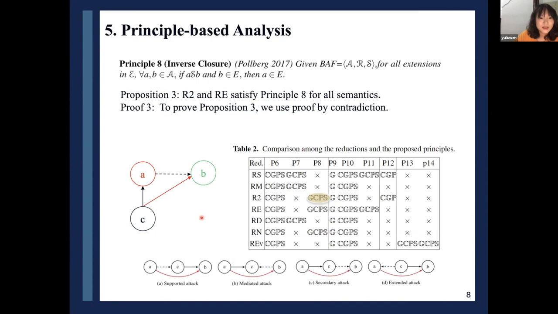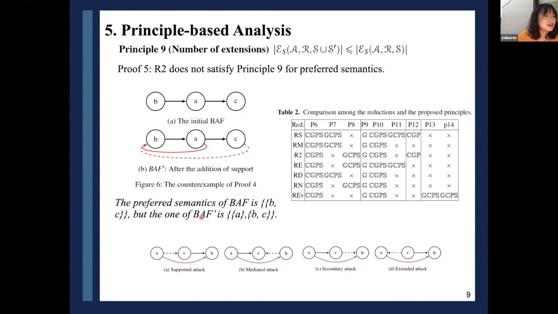And another principle we have is called number of extensions. That means that when we add a support relation, the number of extensions will decrease. And then we use a proof to prove R2 does not satisfy principle 9 for preferred semantics. Like here, we have an initial BAF and we have the preferred extension B, C.